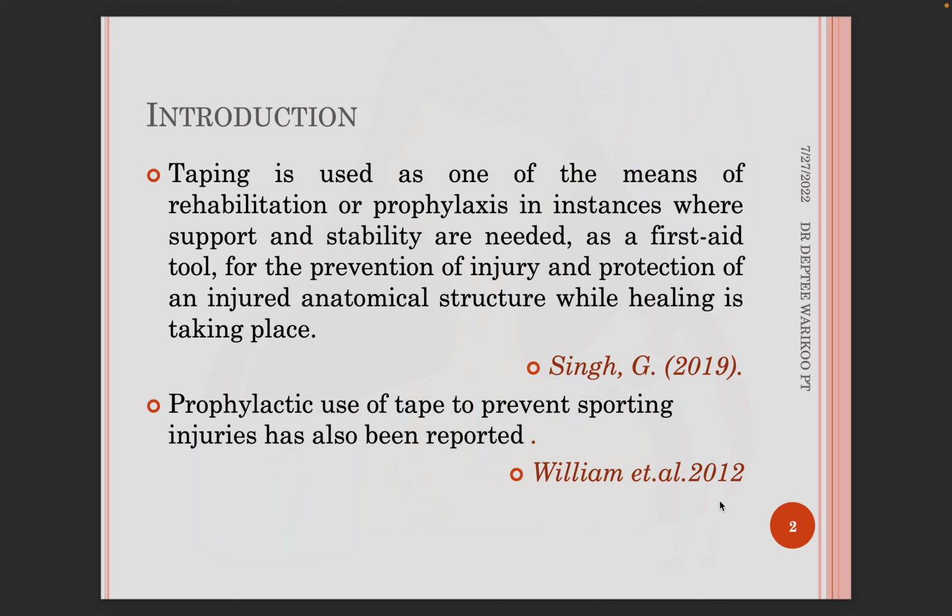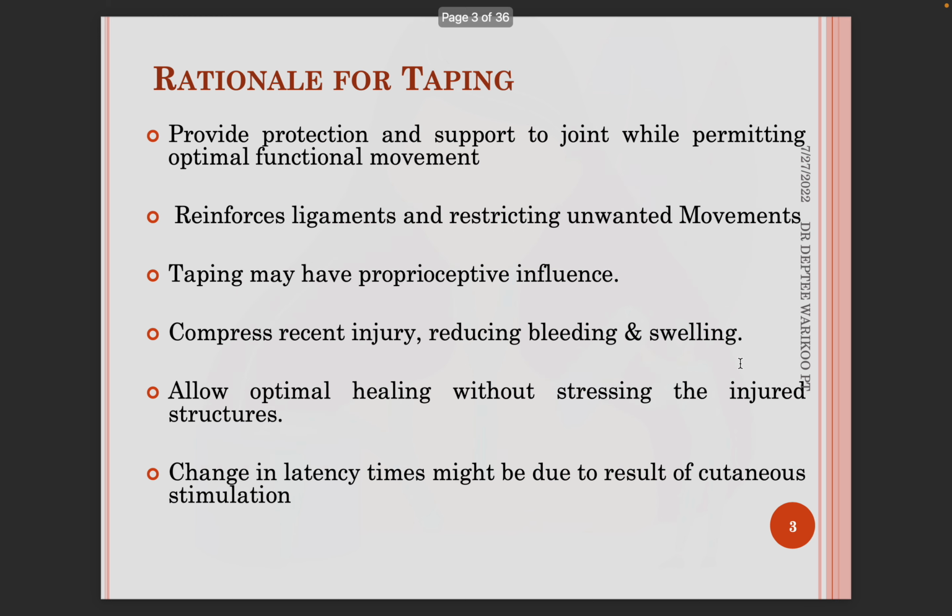Now, moving towards the uses of tape. First, we want to provide protection and support to the joint while permitting optimal functional movements. We want to reinforce ligaments and restrict unwanted movements. By providing protection and support to the joint, we are permitting optimal function, as you can see in the first line. In the second line, taping may have proprioceptive influences.